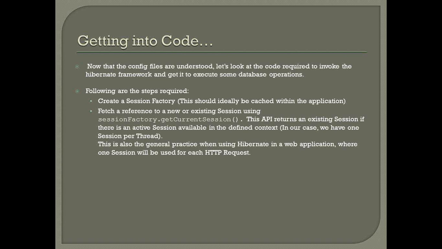Now there is an API which Hibernate provides called sessionFactory.getCurrentSession. This is where we come to that property which we had left out in the Hibernate config XML, which was called the session context class.